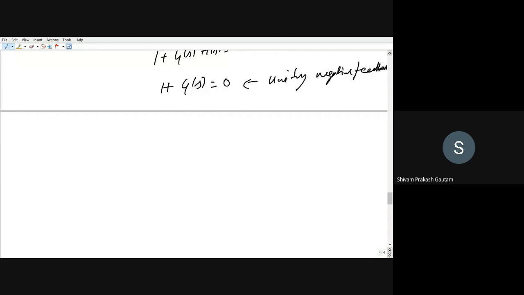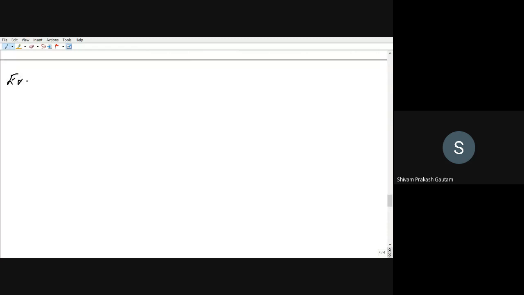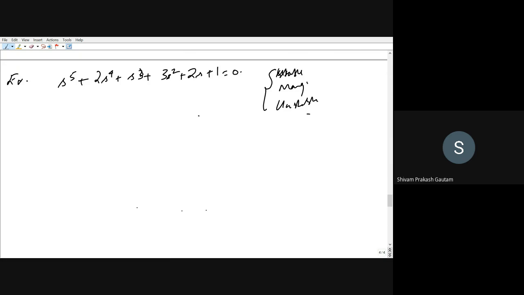Right? So here in our problem, the characteristic equation is directly provided to us. Let us see that example: s to the power 5 plus 2s to the power 4 plus s cube plus 3s square plus 2s plus 1 is equal to 0. For this equation we want to determine whether our system is working in a stable, marginally stable, or unstable condition. We can determine this by using the Routh table, which I will be drawing.